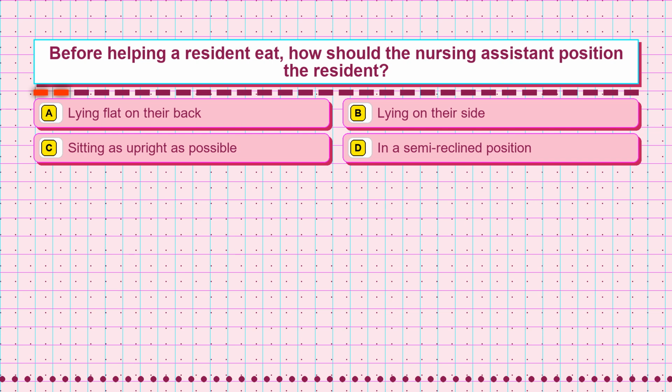Question 2. Before helping a resident eat, how should the nursing assistant position the resident? Option A. Lying flat on their back. Option B. Lying on their side. Option C. Sitting as upright as possible. Option D. In a semi-reclined position.